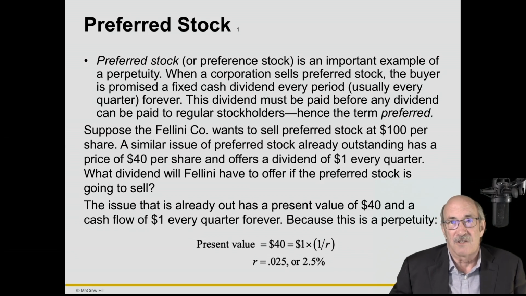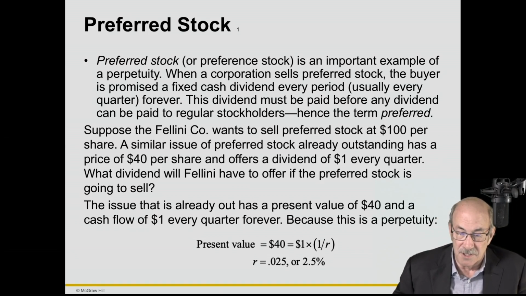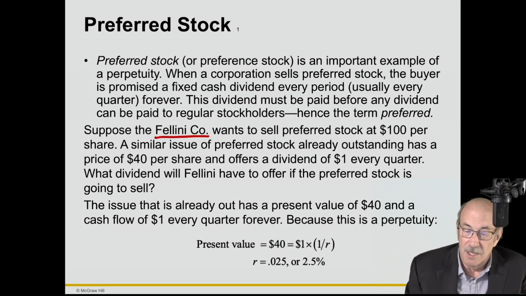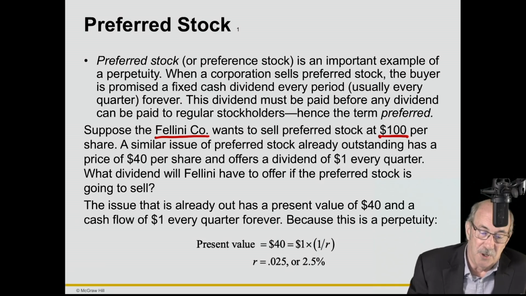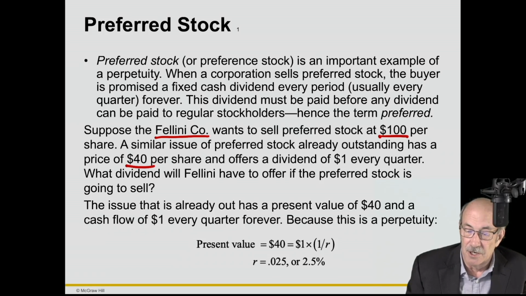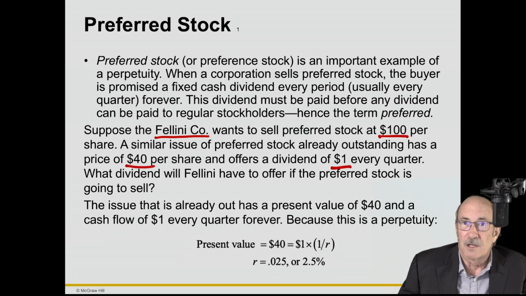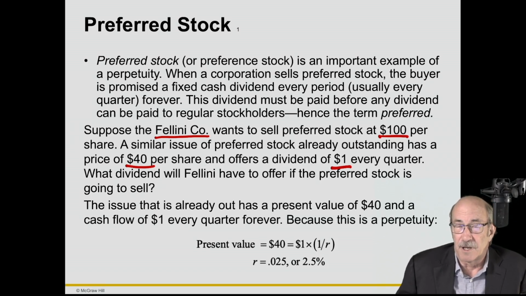Preferred stock is an example of a perpetuity. So in this example, the question is, we have Fellini Company, and they want to sell preferred stock for a price of $100. There's a similar issue that's selling for $40 per share that pays a dollar dividend every quarter. And if we use that same rate, the effective rate, and apply that to the $100 stock that we'd like to sell, we can determine how much the dividend needs to be in order for investors to pay us $100 for a share of preferred stock.